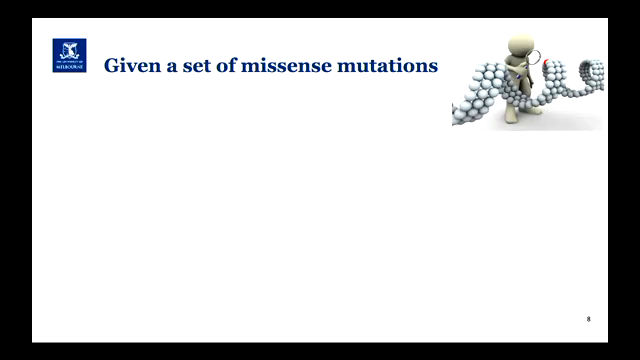So, given a set of mutations, for instance, after we did the variant calling or a SNP chip or SNP array, we have a sample with a set of missense mutations. The first thing we can ask is, are these mutations known?